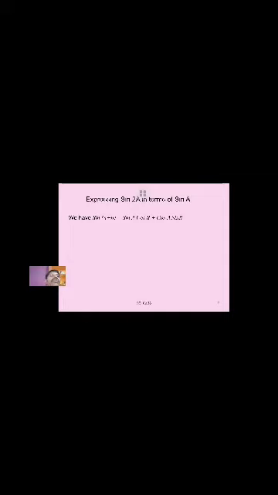Expressing sin 2A in terms of sin A, we have sin of A plus B equals sin A cos B plus cos A sin B. Substitute B equals A, then it becomes sin of A plus A equals sin A cos A plus cos A sin A. That is sin 2A equals 2 sin A cos A.